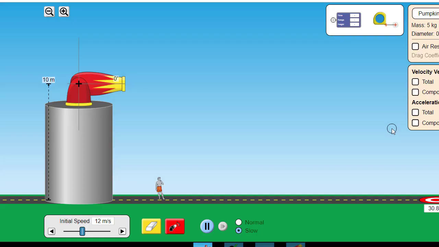Here's an example of a horizontal projectile. It's launched from a height of 10 metres with a horizontal velocity of 12 metres per second. We're not taking into account air resistance here.